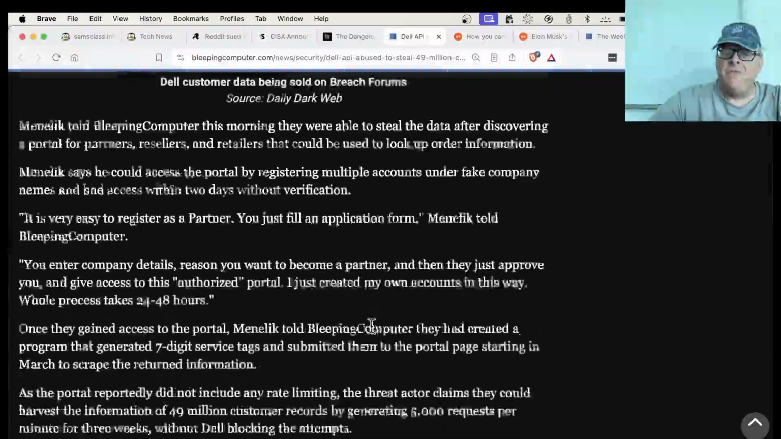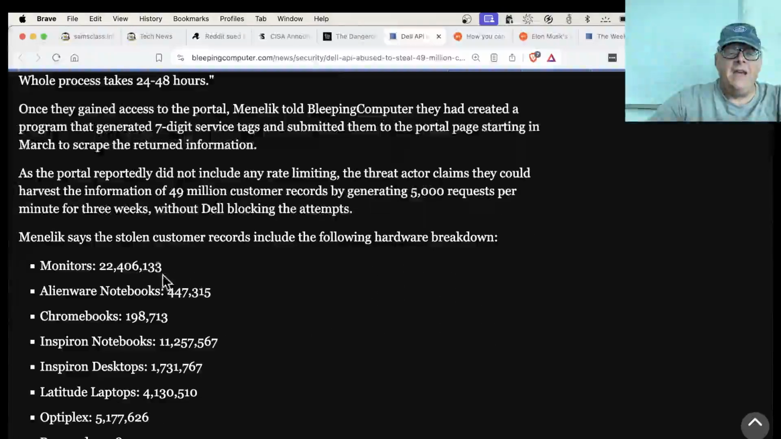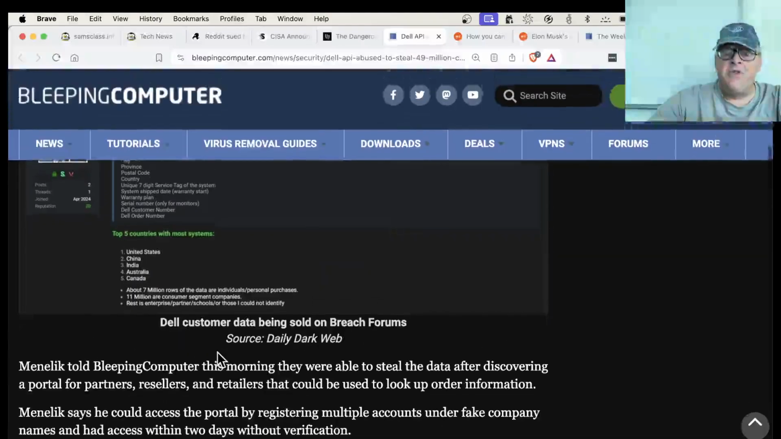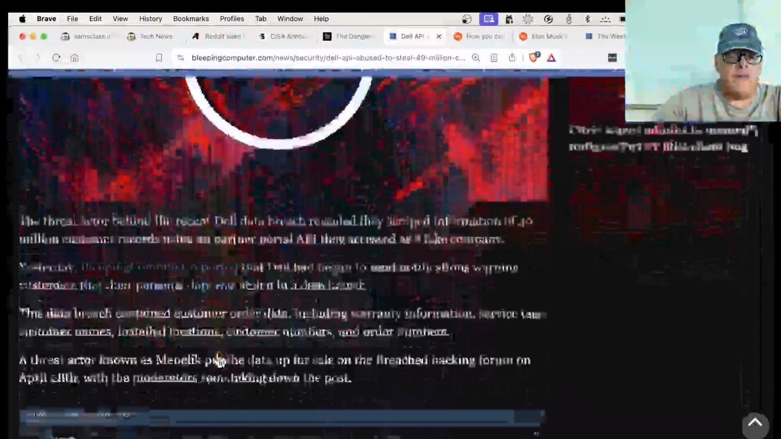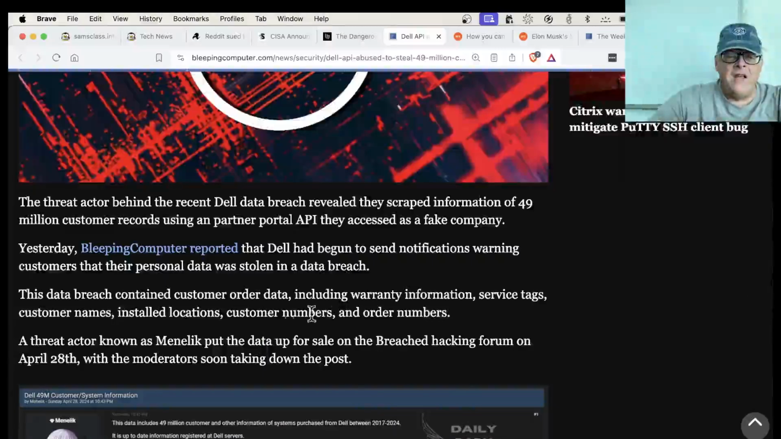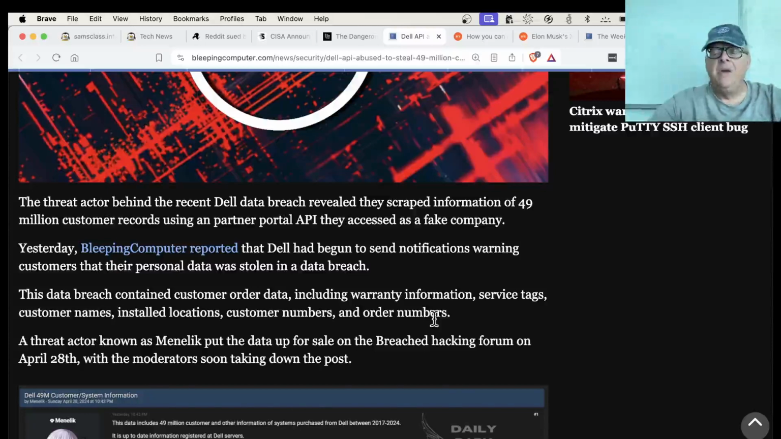So he can just run a script to scrape them out of the API, and he was able to steal millions of records. Now, the records don't have a whole amount of information about people. All they have is order data, warranty, customer names, numbers, and order numbers. But anyway, it's still pretty unprofessional and arguably comes from an unprotected API. Although in this case, it looks like they attempted to protect it by forcing you to be a recognized retailer, but then they failed to enforce that.